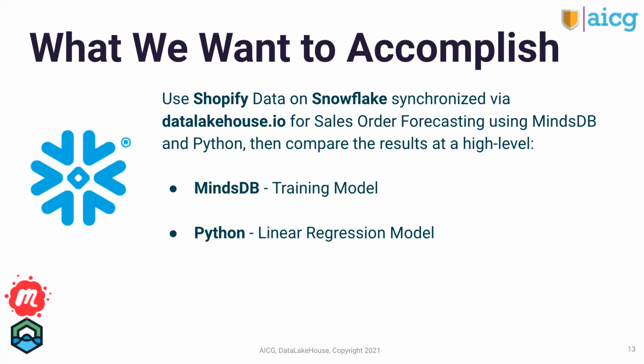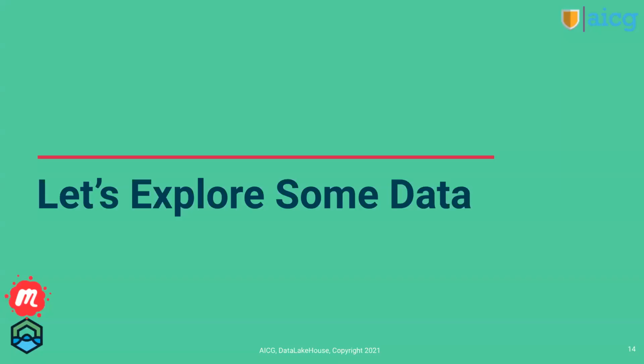And so obviously that data is valuable from a retail or e-commerce perspective. So we pull that data into Snowflake using a tool called datalakehouse.io. If you haven't been to datalakehouse.io, definitely check them out. We're going to pull sales order data so we can forecast that using MindsDB. But we're also going to try to do a little bit of a comparative analysis, at a very high level, comparing the capabilities of the MindsDB prediction algorithm versus maybe a Python prediction algorithm using linear regression and so forth. So we're going to take a look at that as well.